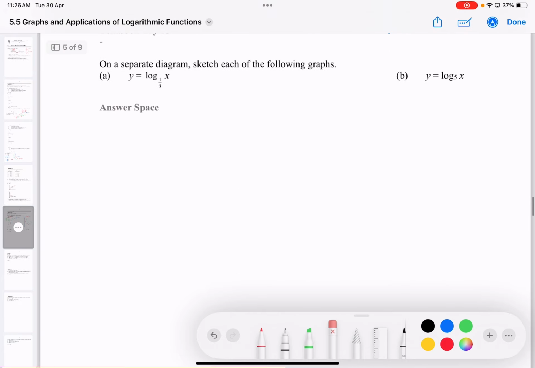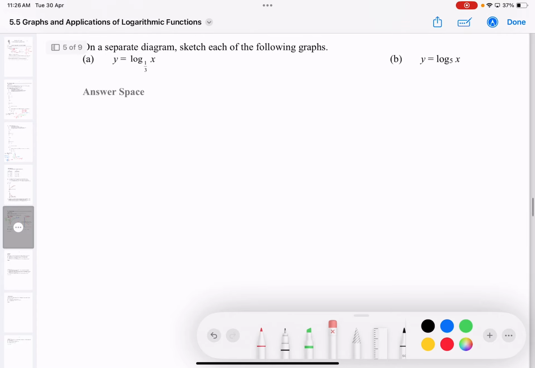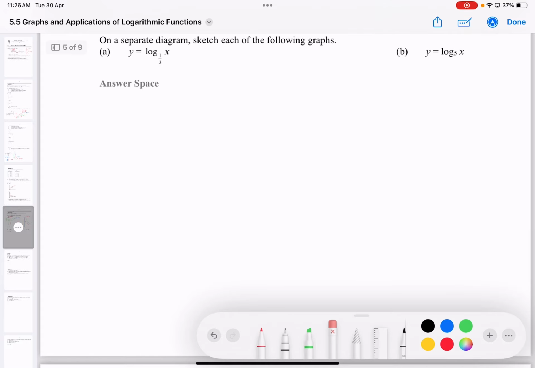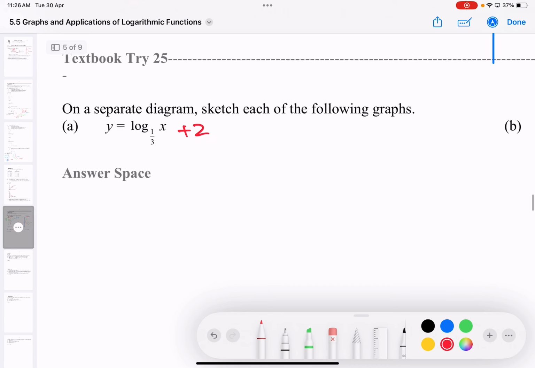Next one. On a separate diagram, sketch each of the following graphs. Pay attention, this one is plus 2. Can you sketch the basic one? This is part 1, this is part 2. y equals log base 1/3 of x, plus 2. This plus 2 is not applied to the input.